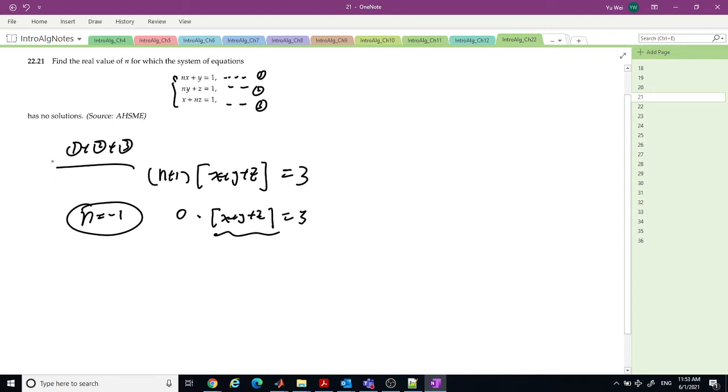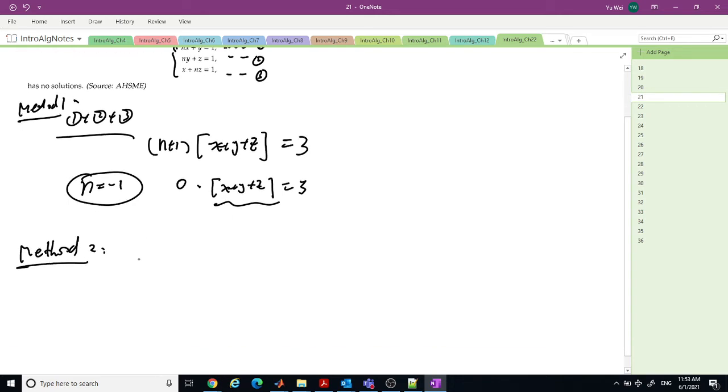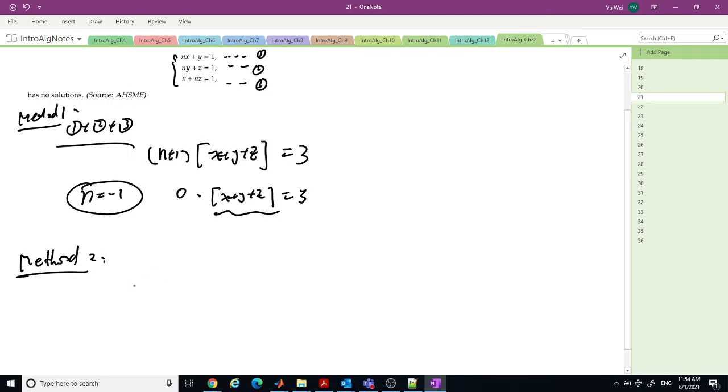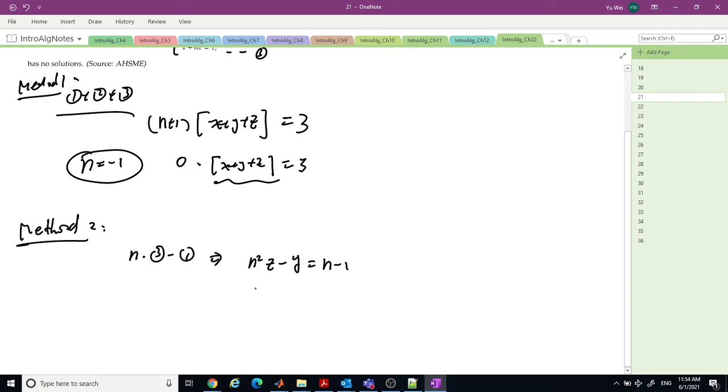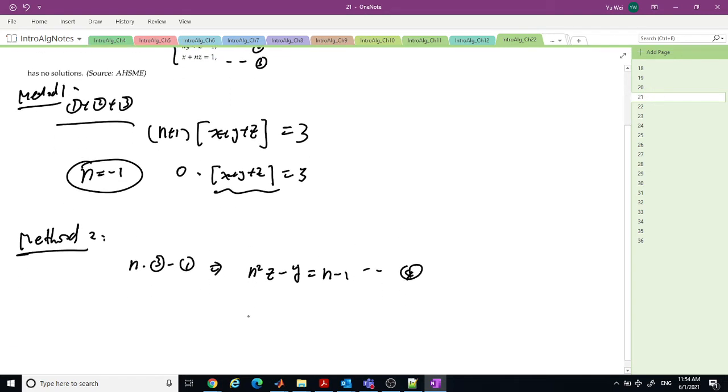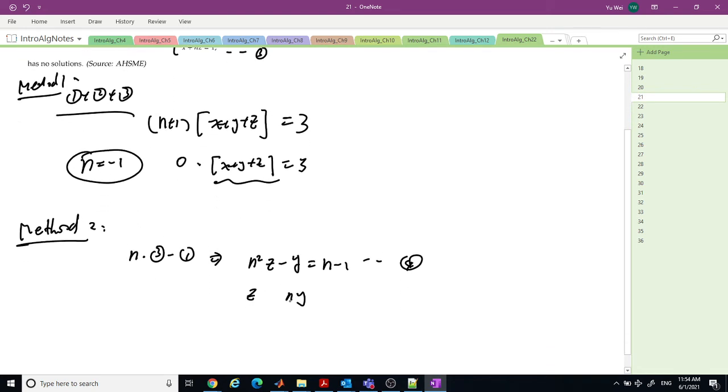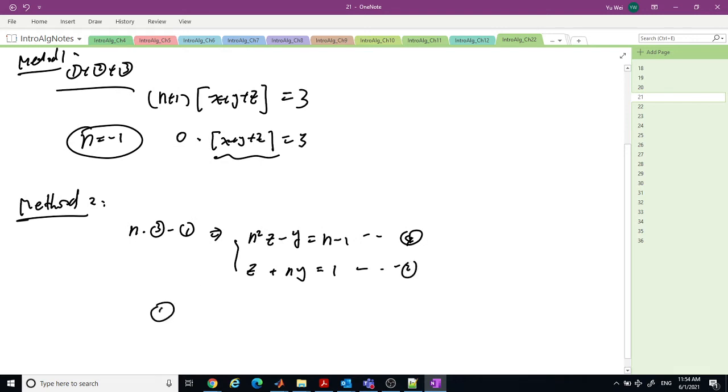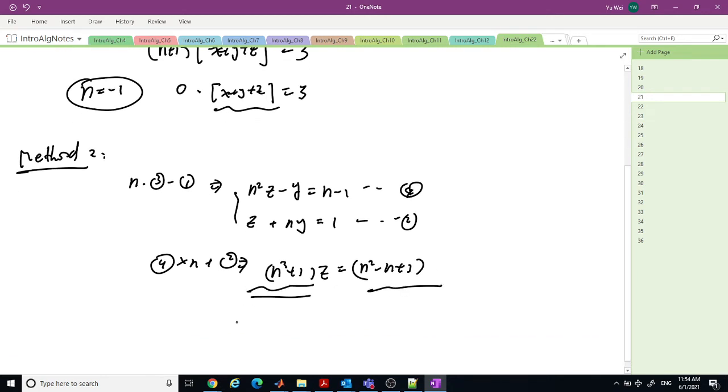Definitely there is no solution for this. Okay, and this is the quickest method, method 1, but method 2 is to do linear elimination to solve it. So that's using n times equation 3 minus equation 1. It tells you n squared z minus y equals n minus 1, and then we have equation 2. Now you can multiply by n again, right? Then you can see n cubed plus 1 times z equals n squared minus n plus 1. Then you can see this is for arbitrary n, so n equals negative 1.